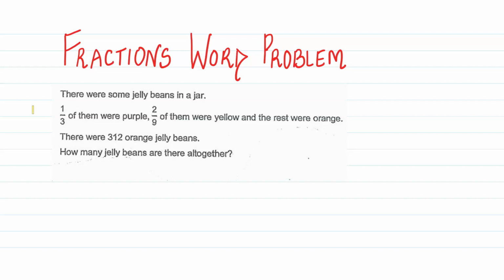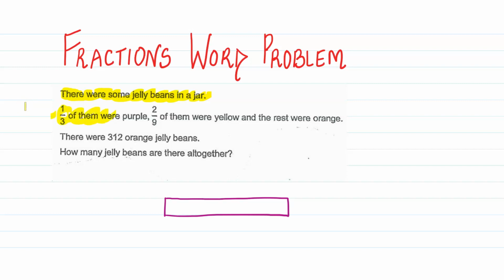So let's read the first statement. The first statement says there are some jelly beans in a jar. So let's draw a bar for that. We are not reading all the statements, we are just reading the first statement. So there are some jelly beans in a jar, which are represented by this bar. Okay, let's read the next part of the problem.